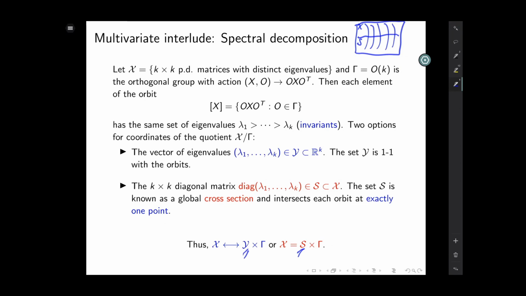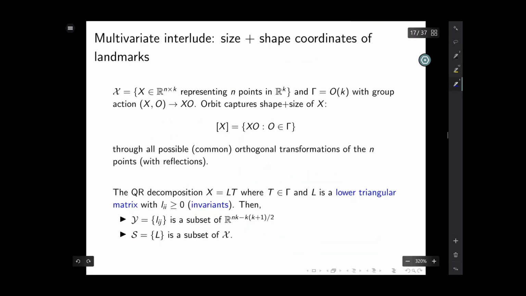And we would like to do something like this for functions as well. We're talking about shapes of functions. So the natural question to wonder is, what happens when we look at shapes in finite dimensions? So the next example is if we were to look at shape and size coordinates of n points in R^k. So I put them together into a matrix n by k. I have n points in R^k, and then I'm interested in defining their shape and size.